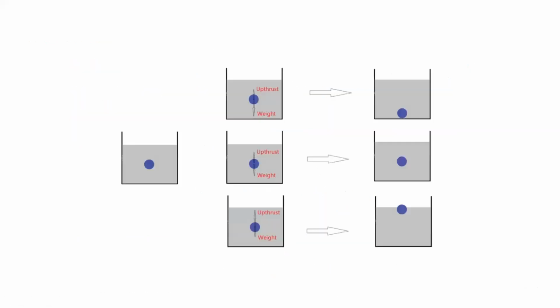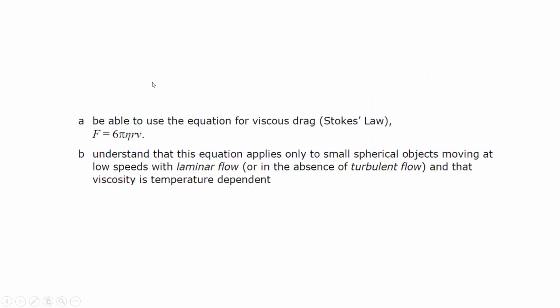So as you can see, different scenarios. The first one, the weight is more than the upthrust. If weight is more than the upthrust, then the object will sink. If weight balances with the upthrust, there is no resultant force, so the object will remain at its position. And if upthrust is greater, then the object will rise.